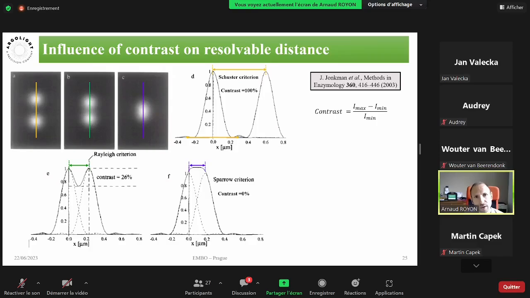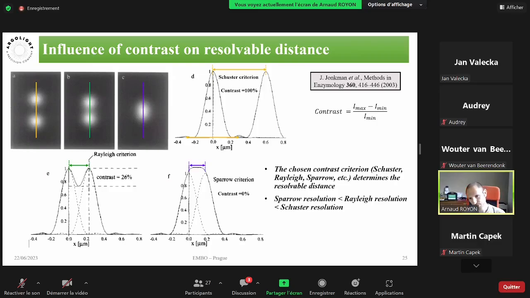The contrast, of course, has an influence on the resolvable distance, as we discussed earlier. There are many contrast criteria to define resolution: the Schuster, the Rayleigh, the Sparrow, and of course, depending on the chosen contrast criterion, the resolution changes. Actually, any contrast between 0 and 100% can be considered to define resolution.